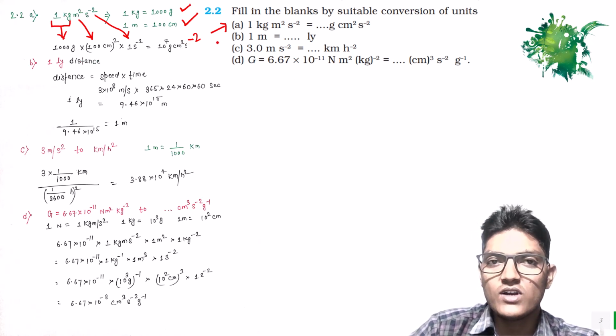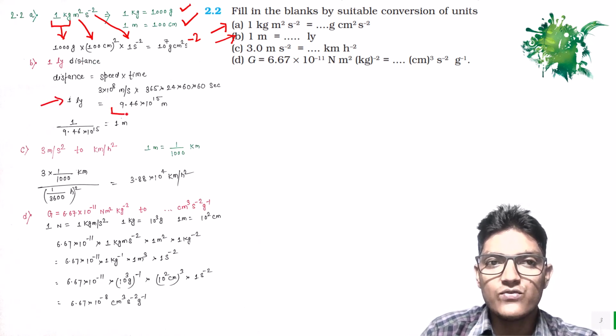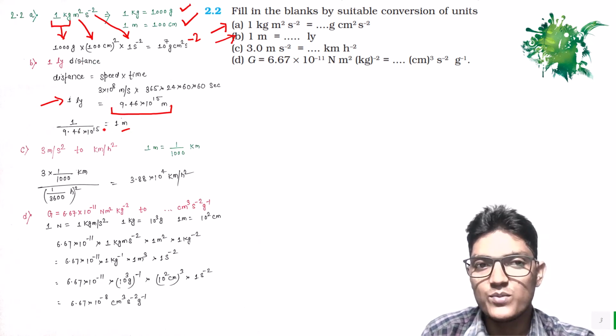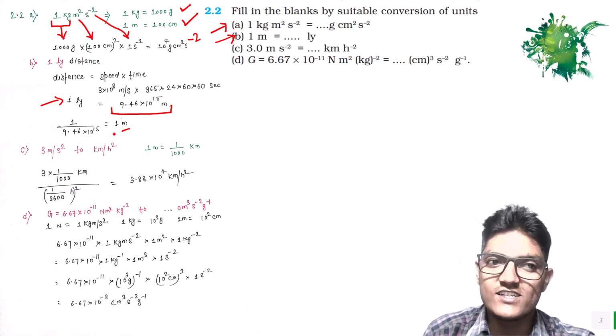Now we have to convert 1 meter into light years. So we know 1 light year is equal to 9.46 into 10 to the power 15 meter. So 1 meter is equal to 1 upon 9.46 into 10 to the power 15. That will be the value of meter in light years.